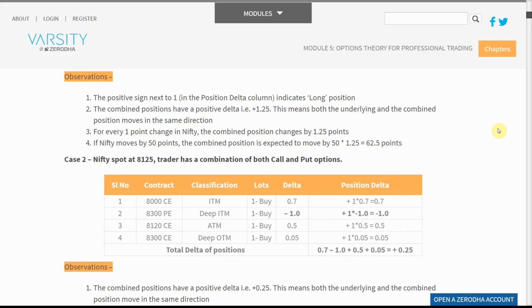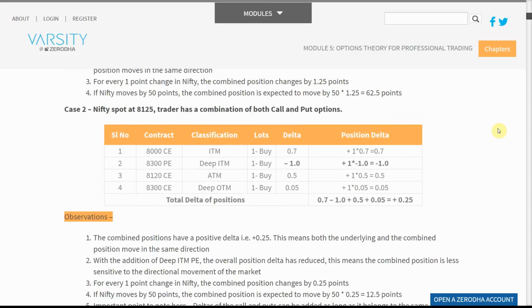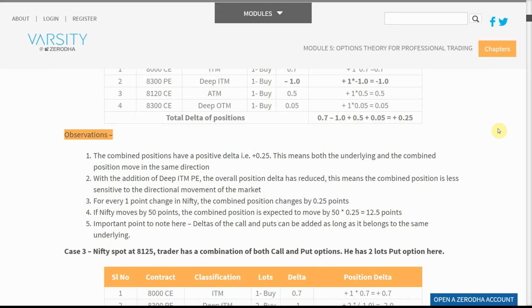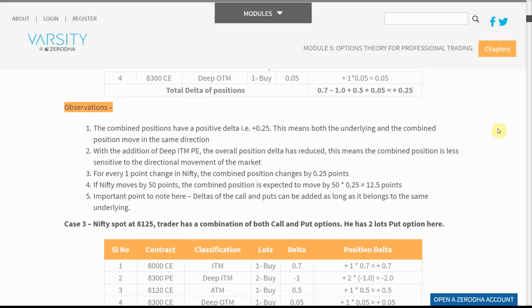3. 8120 CE, ATM, 1 by 0.5, plus 1 * 0.5 equals 0.5. 4. 8300 CE, deep OTM, 1 by 0.05, plus 1 * 0.05 equals 0.05. Total delta of positions: 0.7 minus 1.0 plus 0.5 plus 0.05 equals plus 0.25.